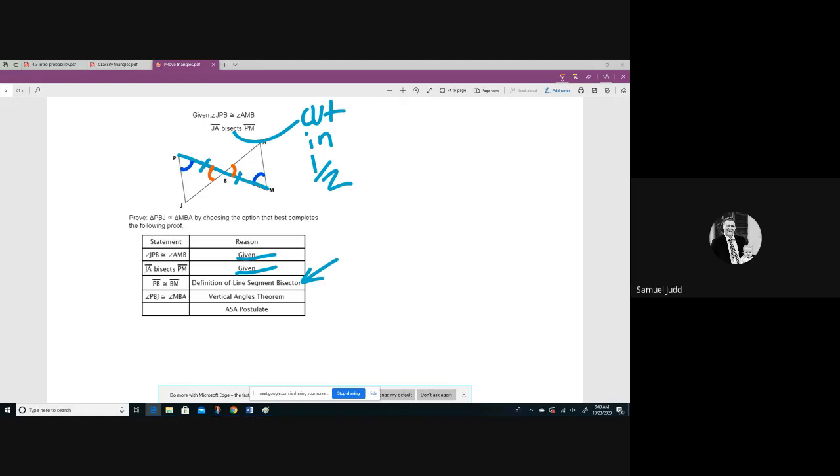Now, if we look at that, two crossing lines cross from each other, vertical angles. So now that we have that, we get to do our final thing where we see that our side is in between our two angles. So we do have angle, side, angle, and we can copy. Now, if you're not sure what order to put things in, it said prove this, so we can just copy that right down. Triangle PBJ is congruent to triangle MBA.